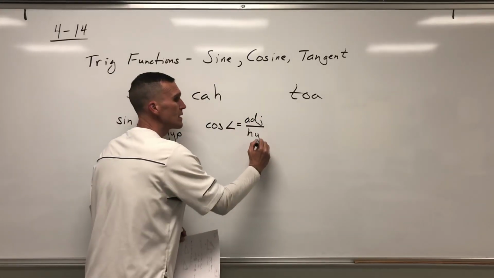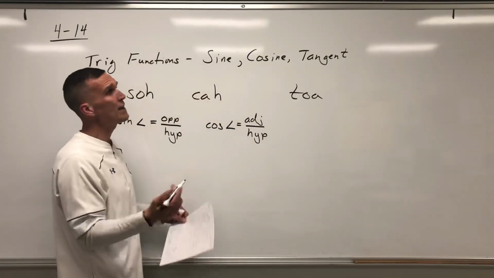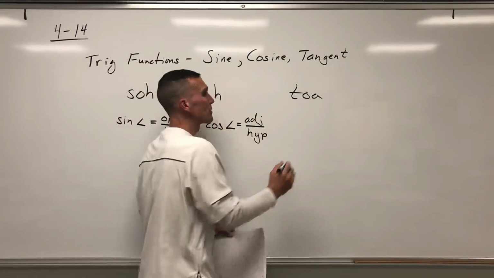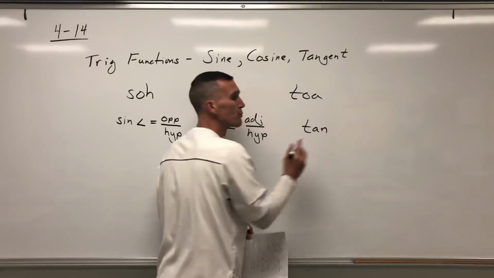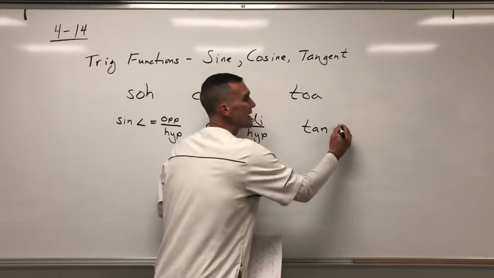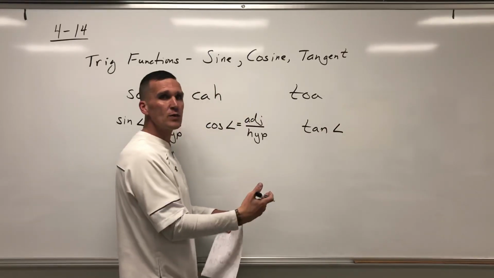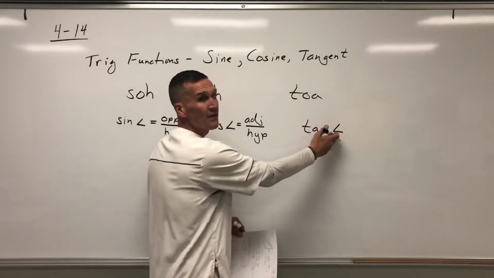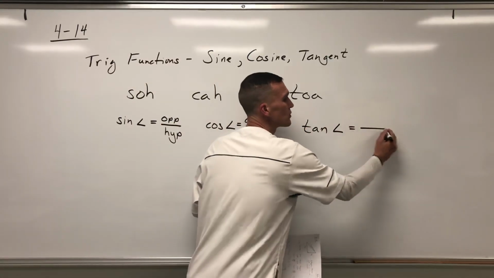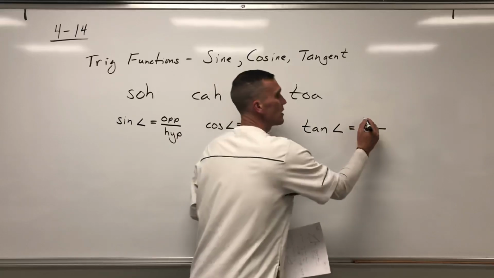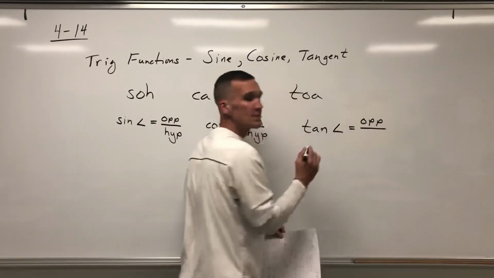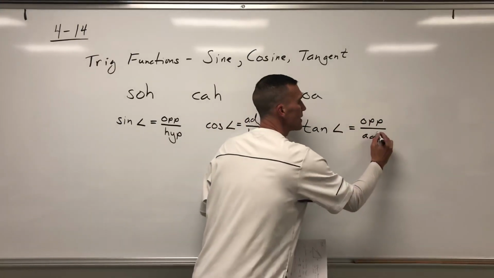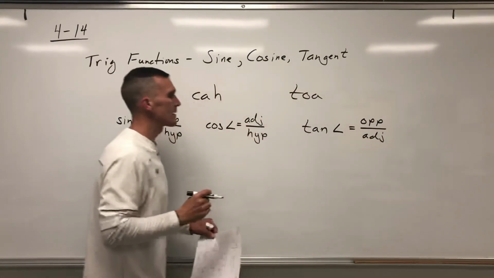H represents the hypotenuse. And finally, TOA represents tangent, abbreviated TAN. An angle has to follow a trig function, so the tangent of an angle is equal to a ratio or a fraction, the ratio of the opposite side divided by the adjacent side.